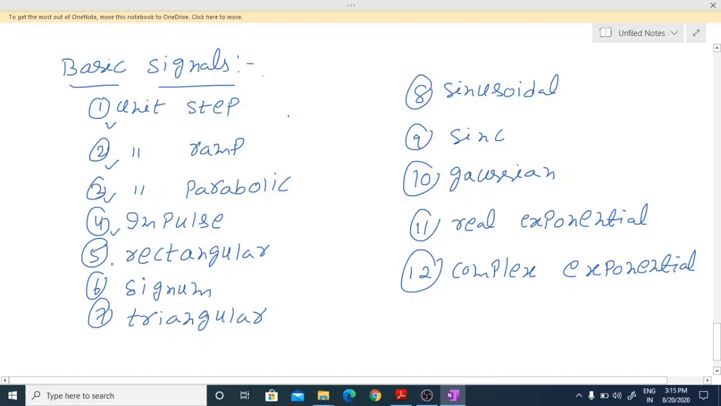Fourth one, impulse. Fifth one, rectangular signal. Sixth one, signum signal. Seventh one, triangular signal. Eighth one, sinusoidal. Ninth one, sinc signal. 10th one, Gaussian. 11th one, real exponential. And the 12th one is complex exponential. Now we are going to represent all those 12 signals both in continuous and discrete cases. Now we are going to cover them one by one.